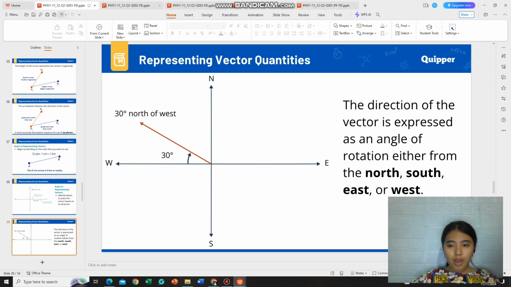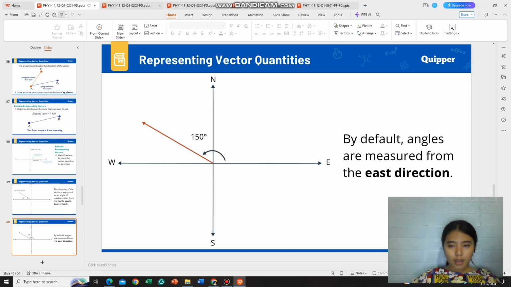The direction of the vector is expressed as an angle of rotation, either from the north, south, west, or east. So, what is this? North of east. So, 30 degrees. Ay, north of west. So, you start measuring from the west, going toward the north. That is 30 degrees.